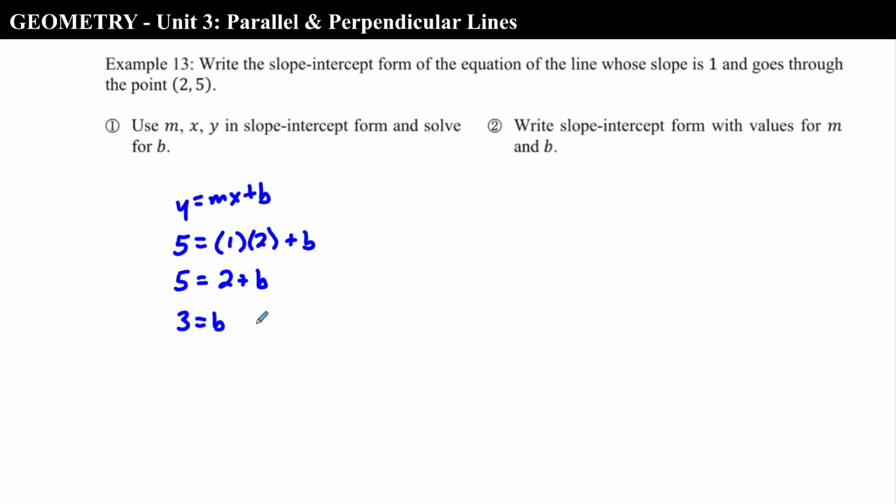Now we know what our b is. We can go back and plug in our slope, which is 1, and our b, which is 3. So we get y equals x plus 3 as the equation of our line.